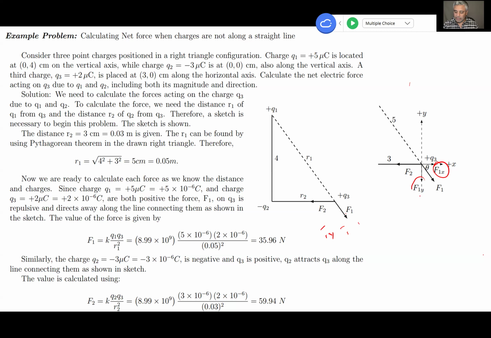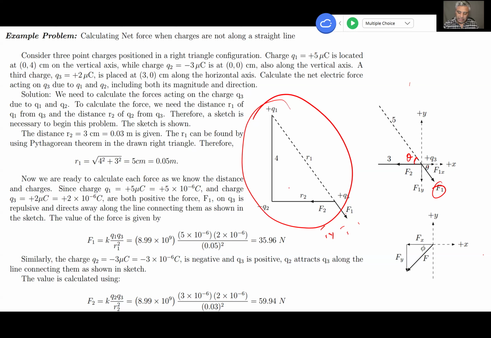So x component here, y component here for F1, okay? And here this angle theta, which is the same as this angle. And we can calculate that angle using this original triangle here because we know this side, we know this side, okay? That means we also know this side, 4 plus 3 is 5 actually.